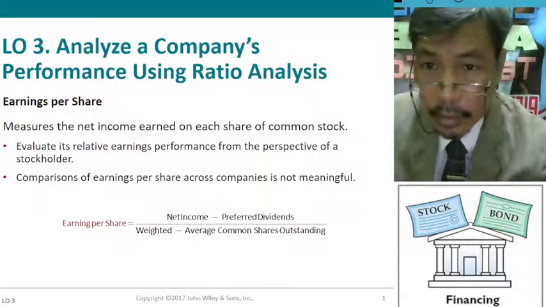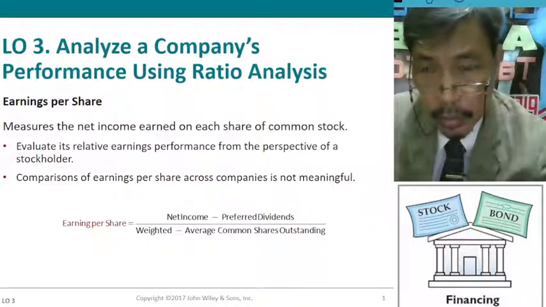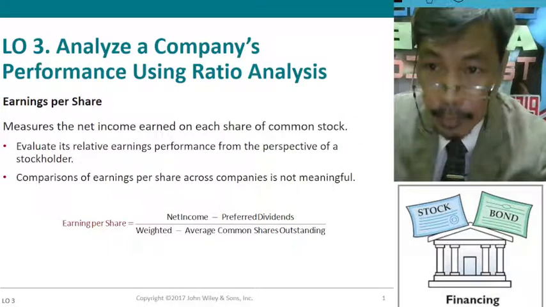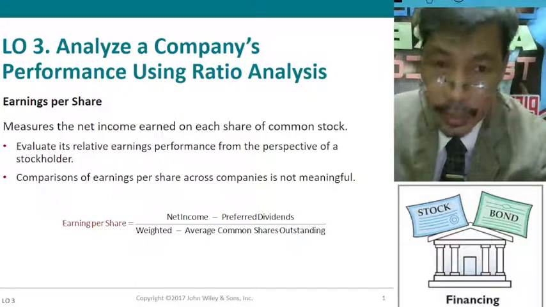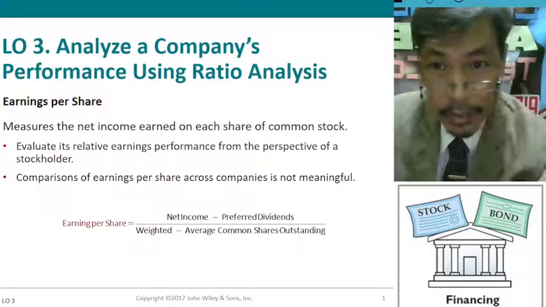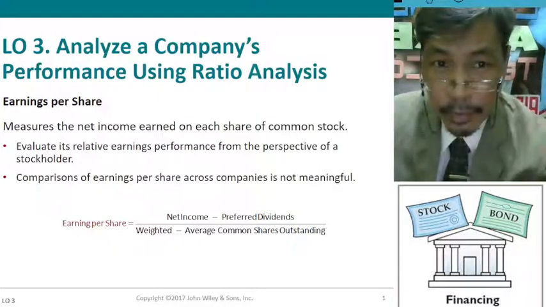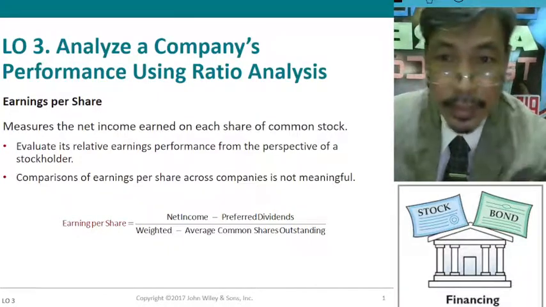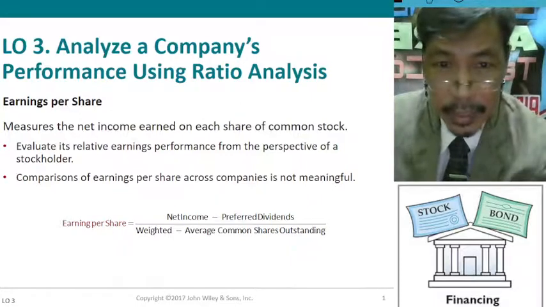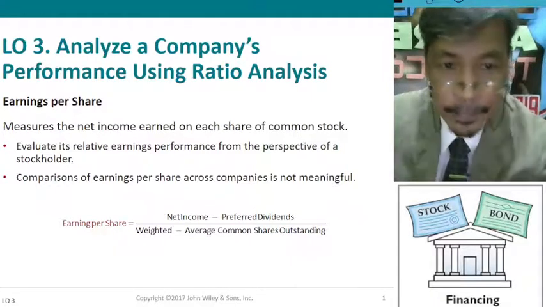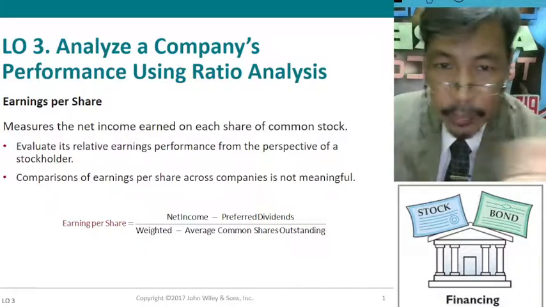In this lesson, number 3 of chapter 13, we will analyze a company's performance using ratio analysis. So this is the third analysis method that we are going to use. The first two are horizontal and vertical analysis. So let us continue. Earnings per share.